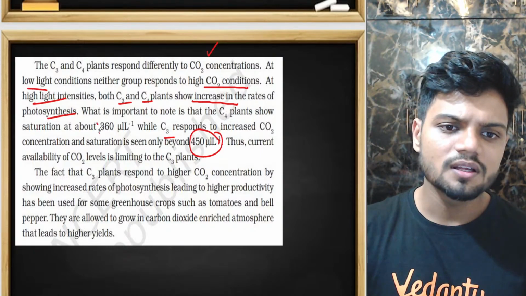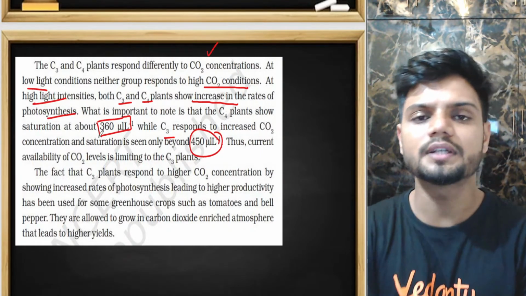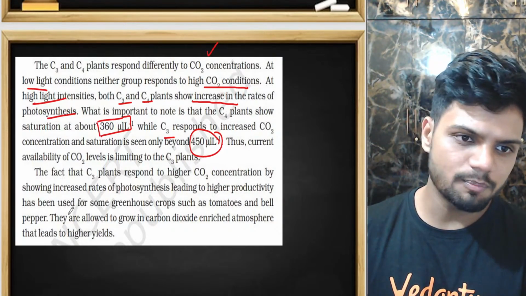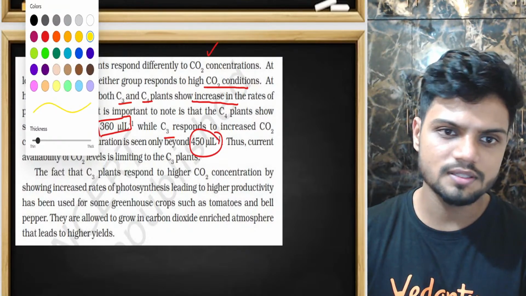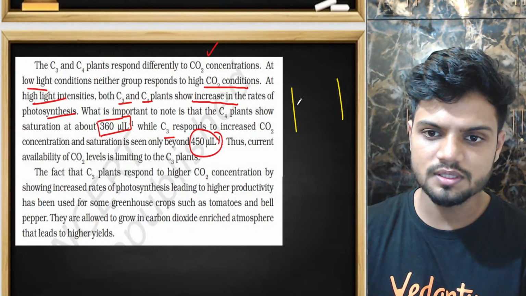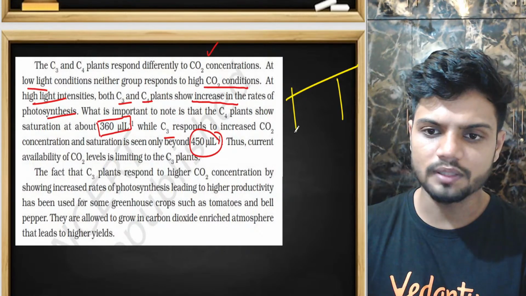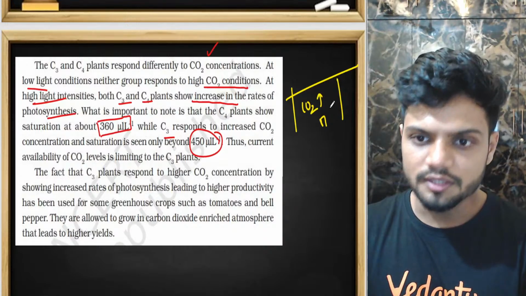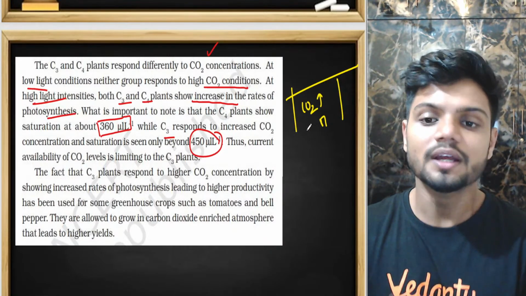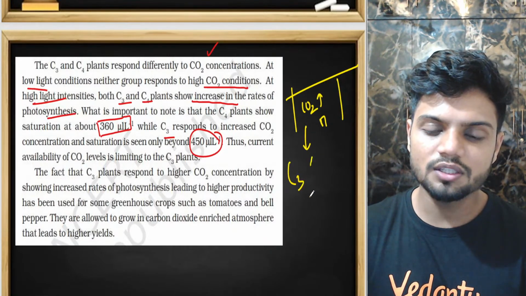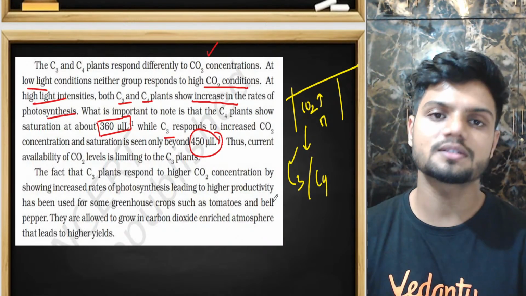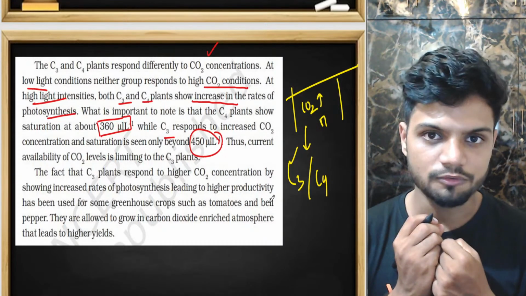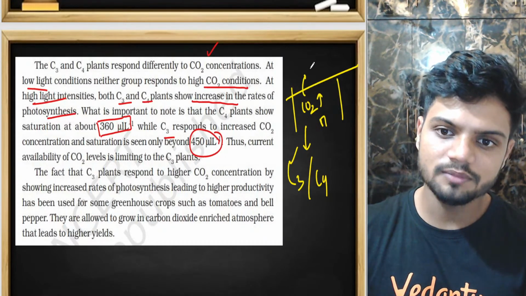But your C4 plants saturate at just 360 microliter per liter. So it tells you that if I make a small room like this, and in this small room I have very high CO2 concentration, tell me which plant will grow well, C3 or C4? Obviously C3 plants, because C3 plants can take more CO2. Understood, all of you?